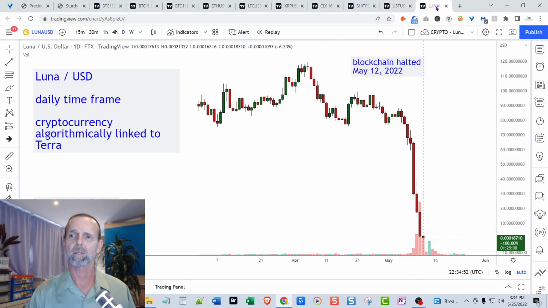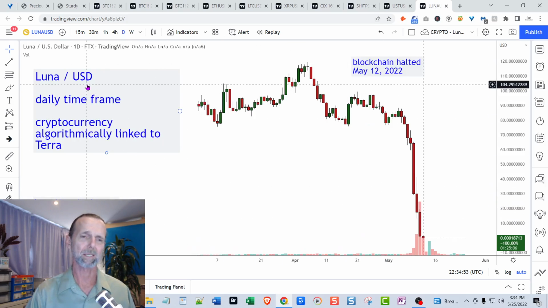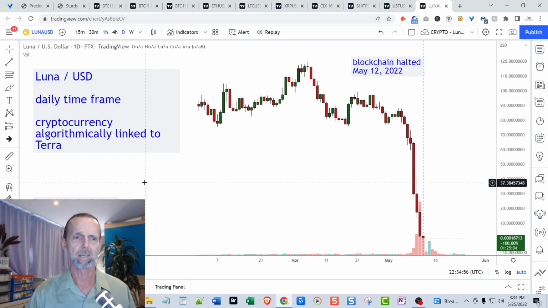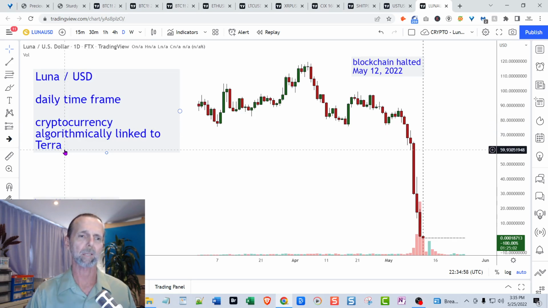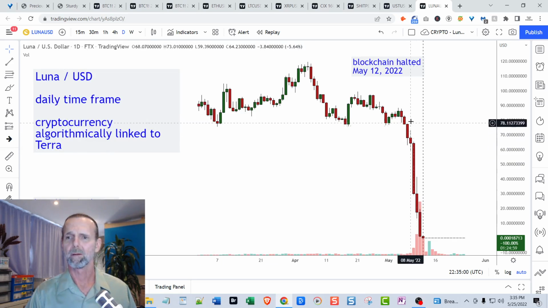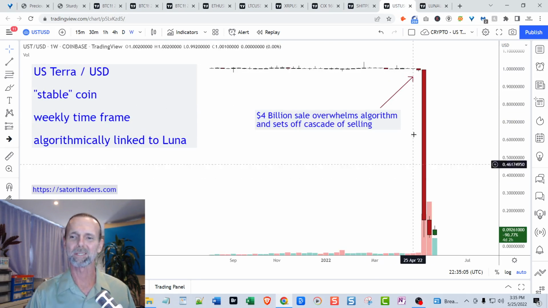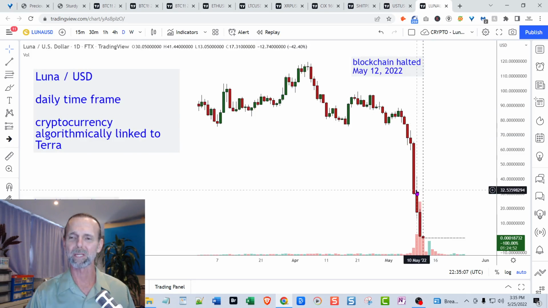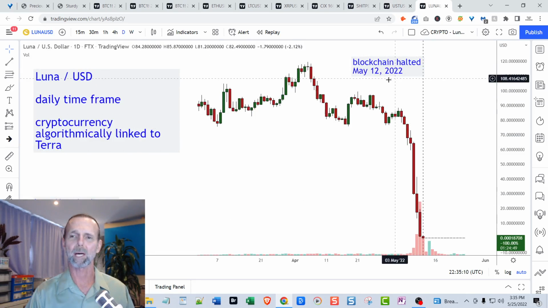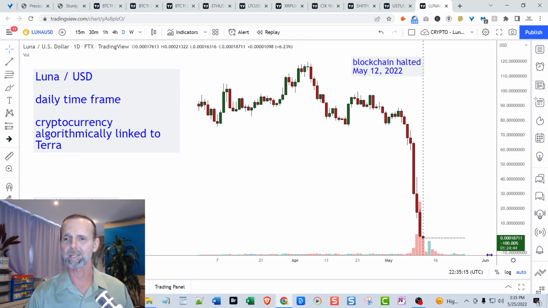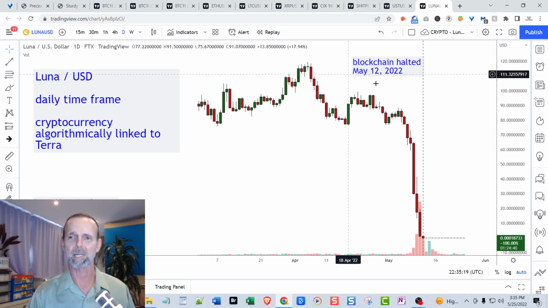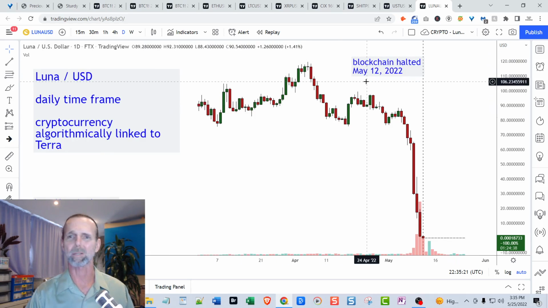If we look at Luna, Luna is the cryptocurrency that was algorithmically linked to Terra. And we can see that when the failure in Terra spilled over into Luna on May 12, they halted the blockchain. So Luna is not currently trading. Its value is zero. And you can see it right there, minus 100%. So any money you had in Luna is now gone.